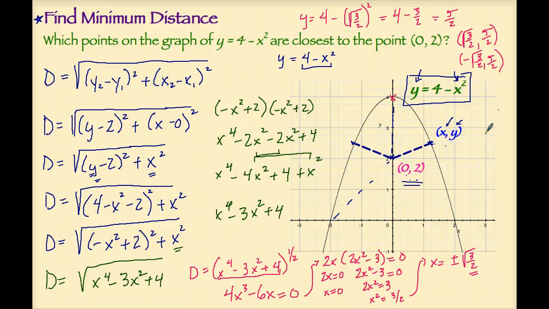Now think about it, boys and girls. If we had used trial and error, how long would it have taken us to actually try the square root of 3 over 2? Chances are it would have taken a while. But using calculus, the first derivative, setting it equal to 0, solving for the values that give you the max and mins, we got it right the first time. That's awesome.